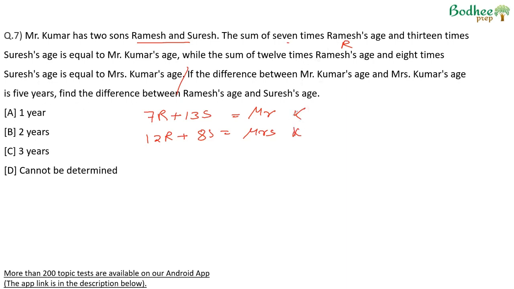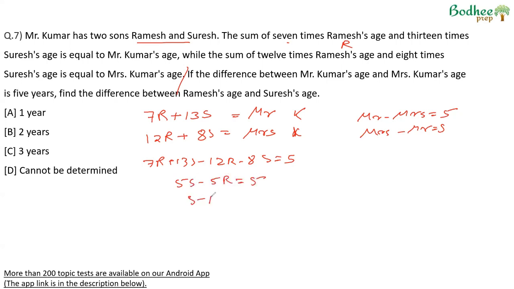So therefore, we can say either Mr. K minus Mrs. K could be 5, or Mrs. K minus Mr. K could be 5. But the sign will not matter. The difference between these two is 5. So if we subtract them from one another, we get 7R plus 13S minus 12R minus 8S is equal to 5, which means 5S minus 5R is equal to 5, which means S minus R is equal to 1.